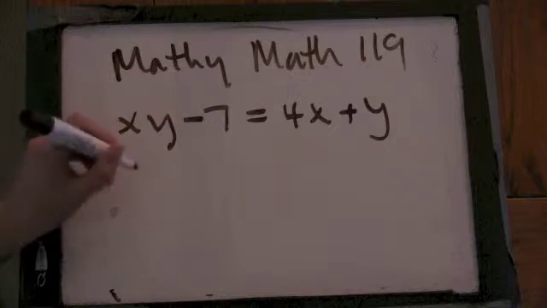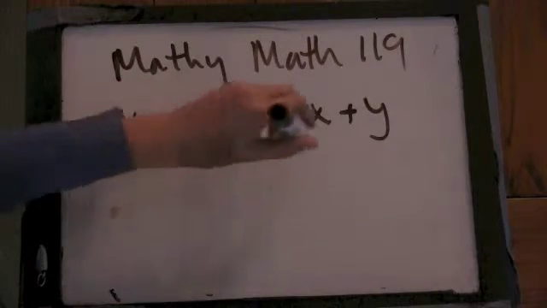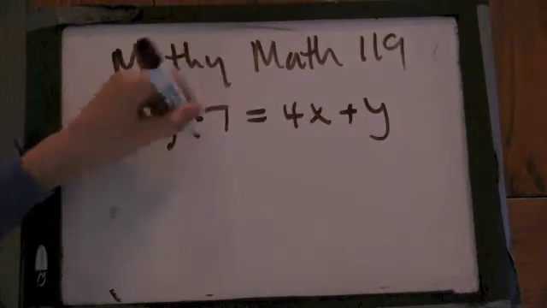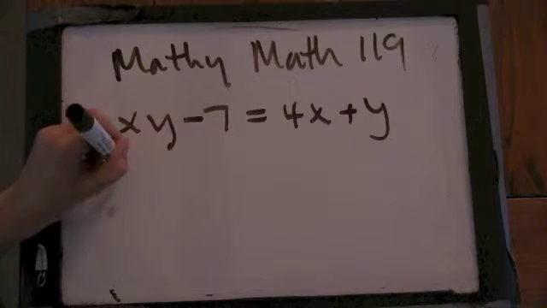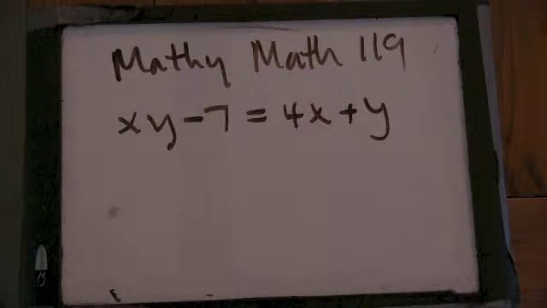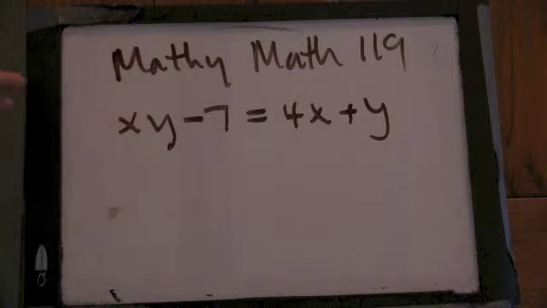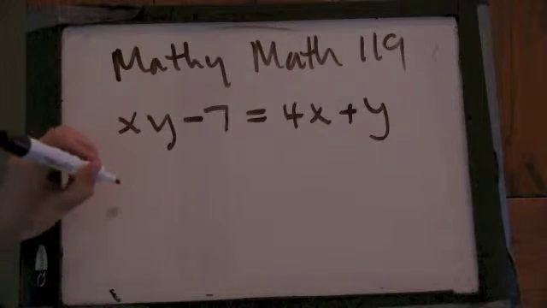Alright, so I moved the negative 7 to the other side and the 4x to this side. Okay. Before you write that down, why? Why are you doing that? Well, so I can get the x's on one side and everything else on another side. Okay.